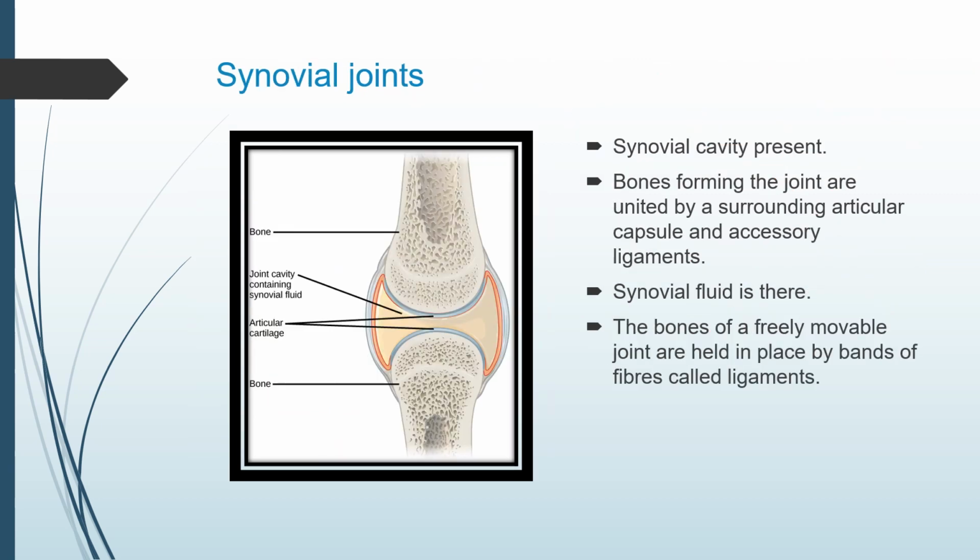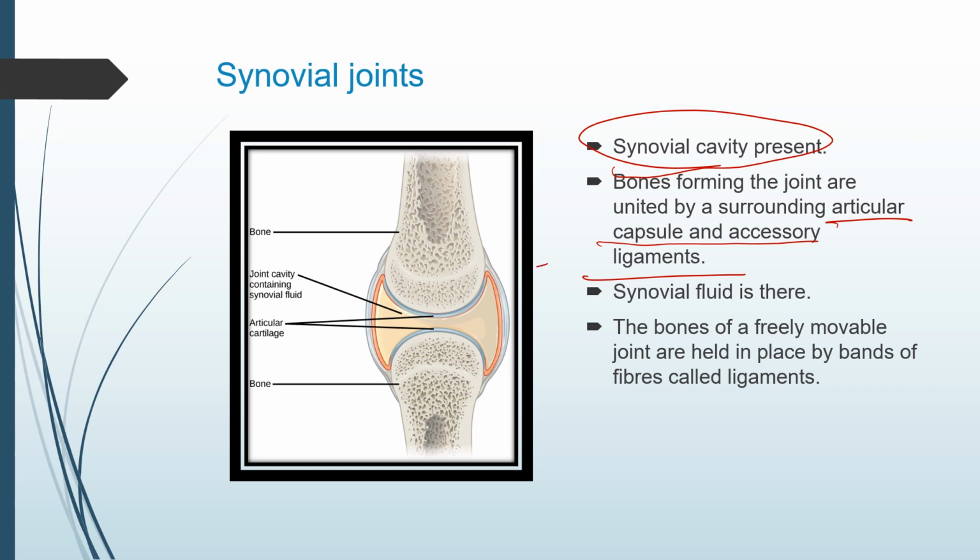the synovial joints. So what are synovial joints? Here the synovial cavity is present, and the bones forming the joints are united by a surrounding articular capsule. They are surrounded by an articular capsule and accessory ligaments.